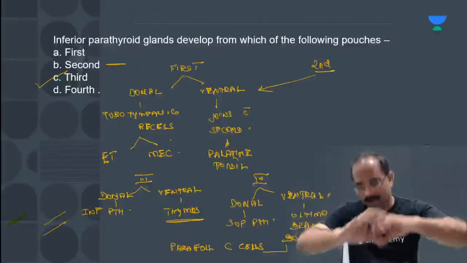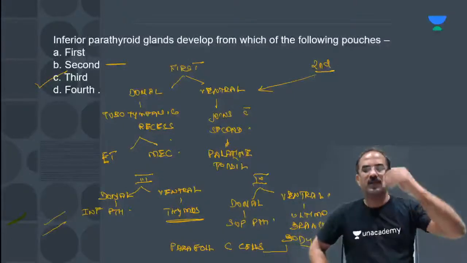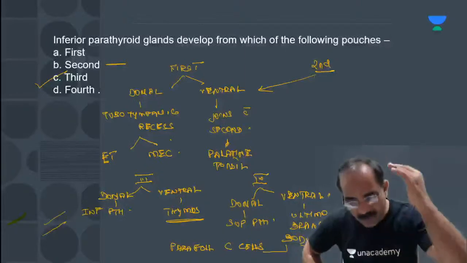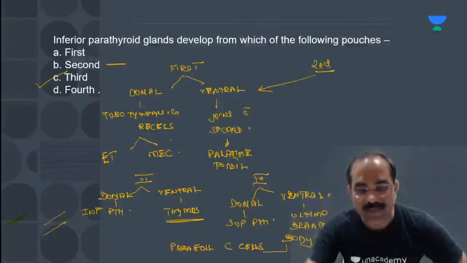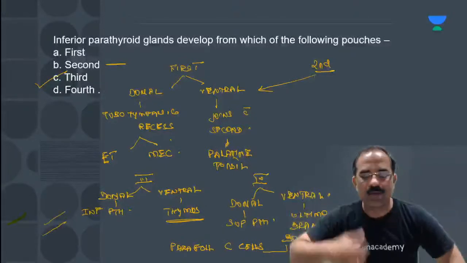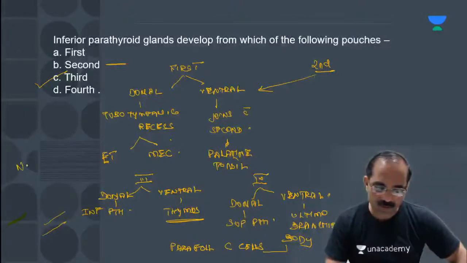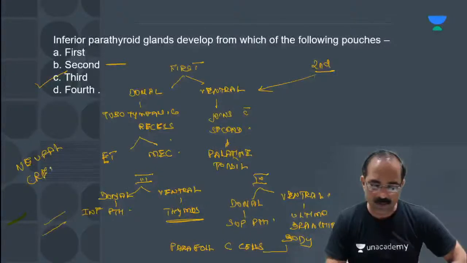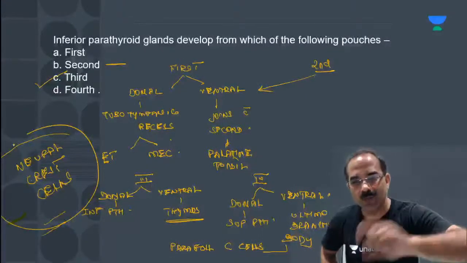Fourth pouch forms what? The superior parathyroid, and it forms a body which is known as the ultimobranchial body, and this ultimobranchial body is going to form the parafollicular C cells of thyroid. But students, recently it has been shown that the parafollicular C cells are derived from the neural crest cells.